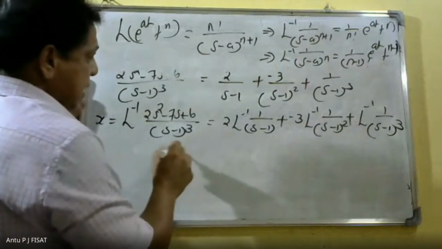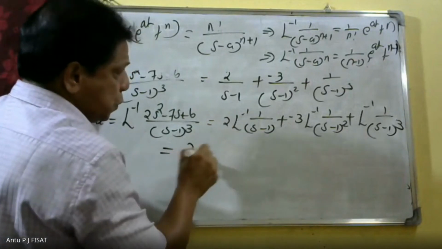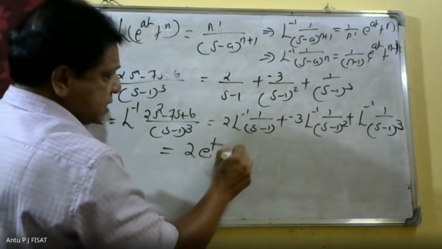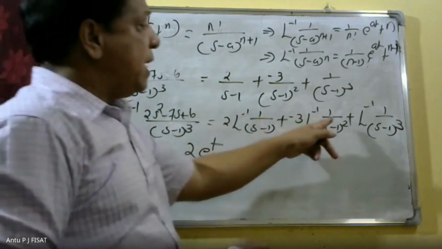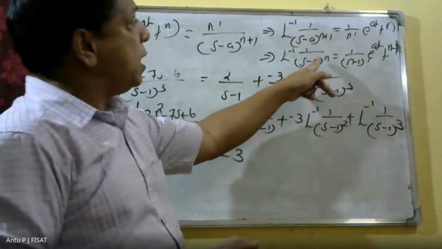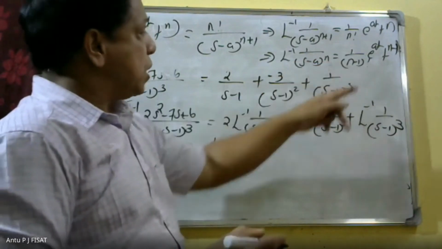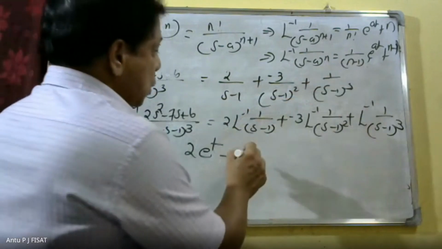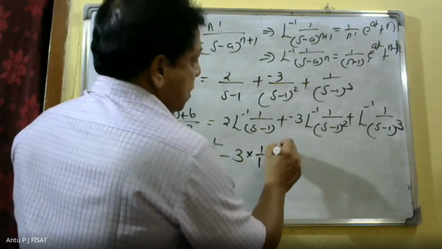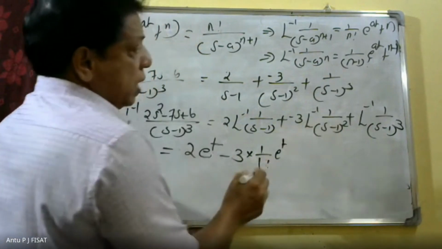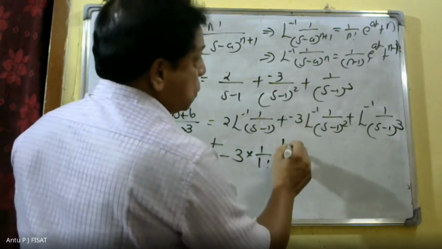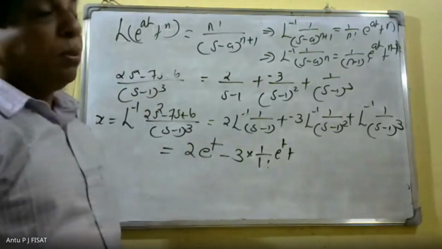Then apply the formula. The first case, 2 into L inverse 1 by s minus 1, the answer will be e raised to t. Then minus 3 into L inverse 1 by s minus 1 whole square. When we put n is equal to 2 here, 1 by s minus a whole square is equal to 1 by n minus 1 factorial, that is 1 by 1 factorial e raised to t, a is equal to 1, therefore e raised to t into t raised to n minus 1, therefore t raised to 2 minus 1, that's it.